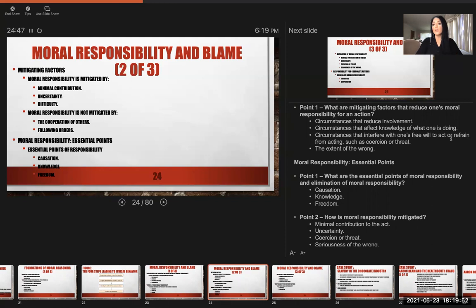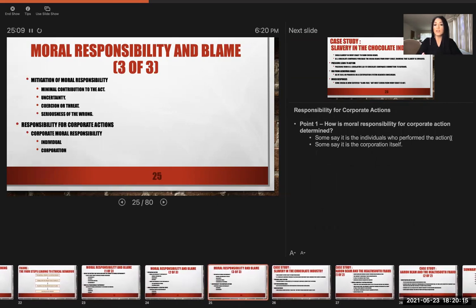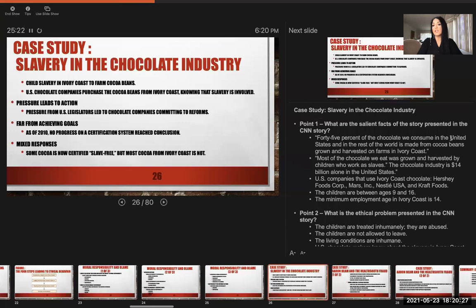We also look at the essential points of moral responsibility and the elimination of moral responsibility: causation, knowledge, freedom. How is moral responsibility negated? Minimal contribution to the act, uncertainty, coercion or threat, and the seriousness of the wrong. And then our final wrap up of this portion: responsibility for corporate actions. How is moral responsibility for corporate actions determined? Well, some say it is the individuals who perform the action, and some say it is the corporation itself.